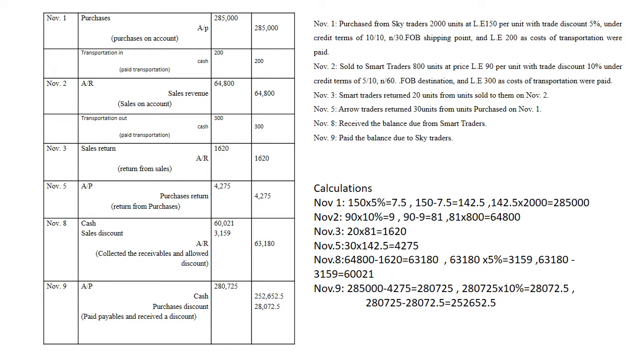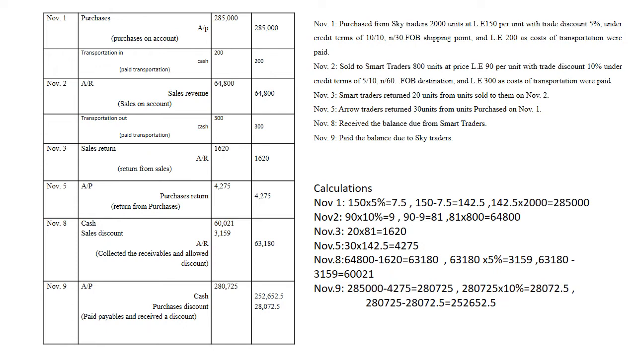So you multiply by the number of units, 2000, and you get the value of the goods purchased, 285,000. You record it in the journal as debit purchases, credit accounts payable by 285,000. Somebody would say, but it says credit terms 10/10, n 30. What is 10/10, n 30? 10/10, n 30 means that the seller promised to give a 10% discount if the cash was collected within 10 days and the maximum due date is in 30 days. That's the meaning of 10/10, n 30.